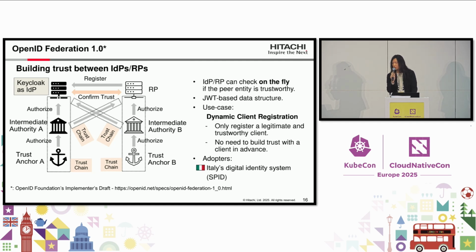Please consider the situation where you run Keycloak as an IDP, and your Keycloak accepts dynamic client registration requests from RPs or clients. However, your Keycloak only wants to accept requests from legitimate and trustworthy client applications or RPs. In this situation, OpenID Federation can be used. The actual current adopter of OpenID Federation is Italy's digital identity system, SPID.